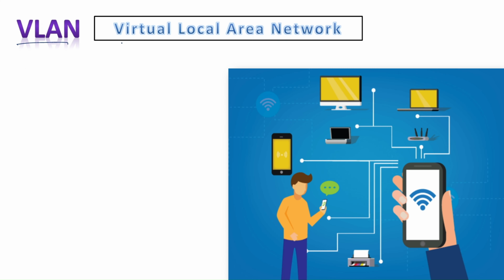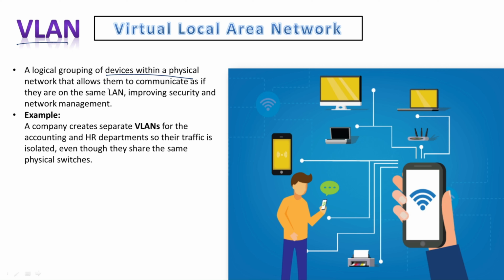VLAN is Virtual Local Area Network. So it is a logical grouping of devices within a physical network that allows them to communicate as if they are on the same LAN, improving security and network management. Example, a company creates separate VLANs for the accounting and HR department so their traffic is isolated even though they share the same physical switches.